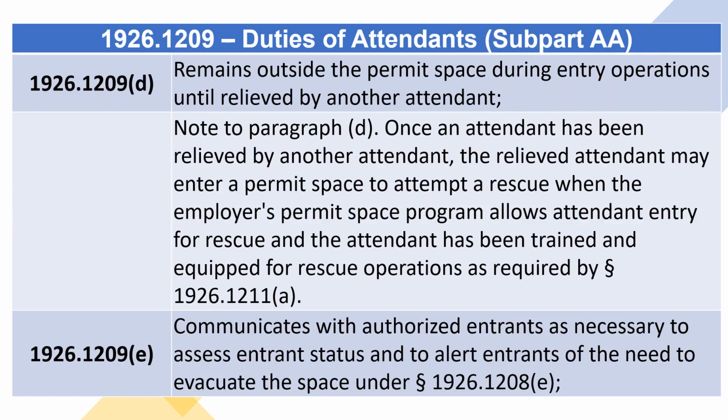1926.1209(d): remains outside the permit space during entry operations until relieved by another attendant. Note to paragraph (d): once an attendant has been relieved by another attendant, the relieved attendant may enter a permit space to attempt a rescue when the employer's permit space program allows attendant entry for rescue and the attendant has been trained and equipped for rescue operations as required by Section 1926.1211(a). 1926.1209(e): communicates with authorized entrants as necessary to assess entrant status and to alert entrants of the need to evacuate the space under Section 1926.1208(e).